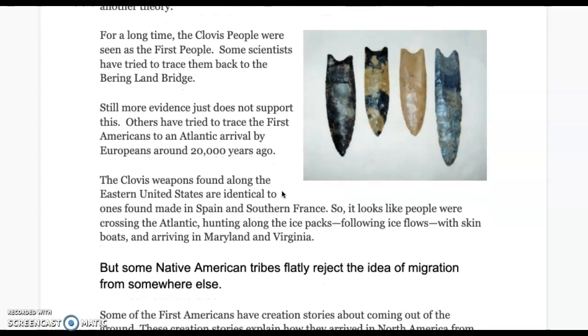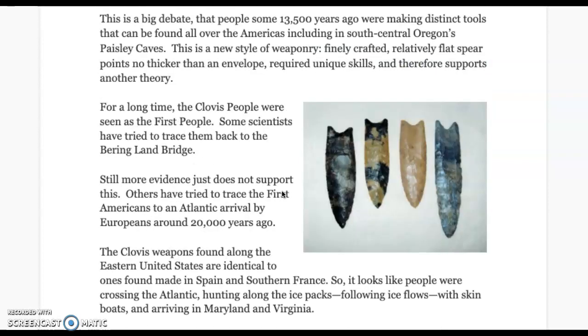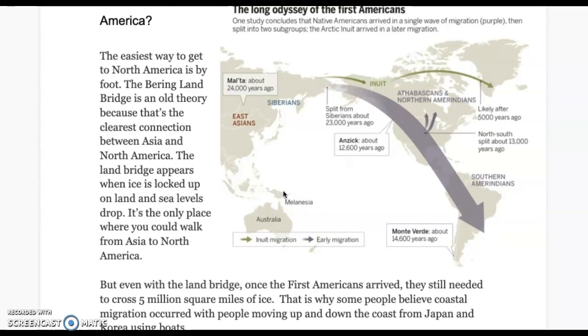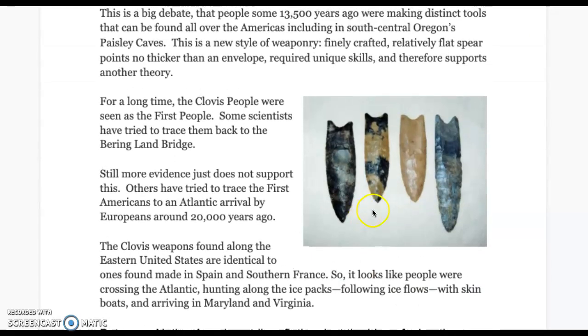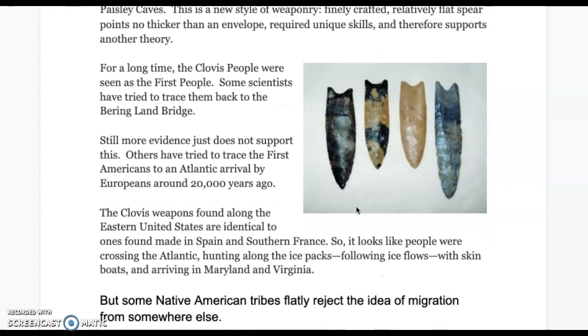The Clovis weapons found along the eastern United States are identical to ones found in Spain and southern France. So it looks like people were crossing the Atlantic, hunting along the ice packs, following ice flows with skin boats, and arriving in modern-day Maryland and Virginia. So if you look at our map here, sorry for flipping back and forth, what they're saying is some people think that maybe you don't see Europe over here, but maybe people first came from Europe over here because they found the Clovis weapons in Virginia and Maryland, and they also found them in Spain and France, identical weapons.